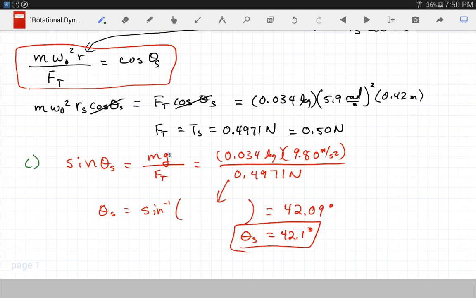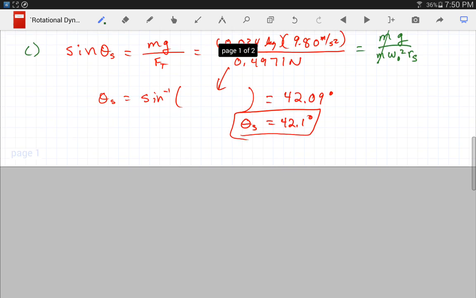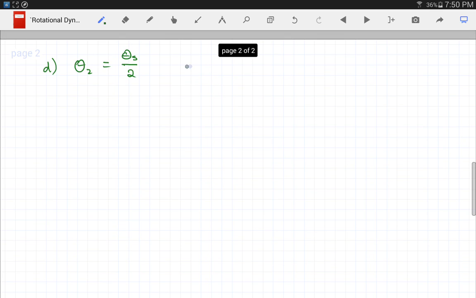Sine theta s is mg over ft, that's equal to mg over, and what did I have for ft? Ft was equal to m omega naught squared rs. So the m's cancel. So this value here, I could have just put g divided by omega naught squared rs. So now that I have a new theta, I have the same string length, I can find the new omega. So I'm going to use that relationship and so I'll rewrite it.